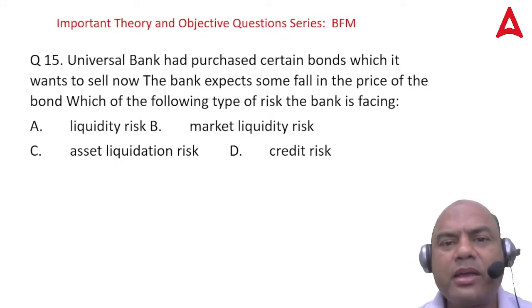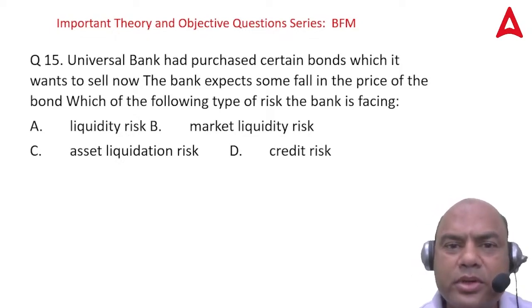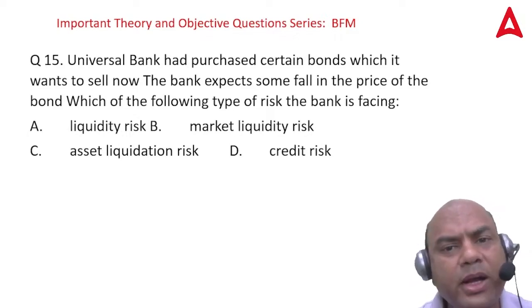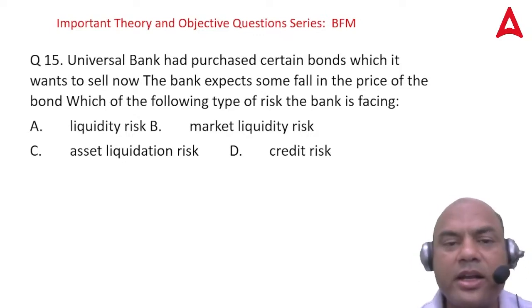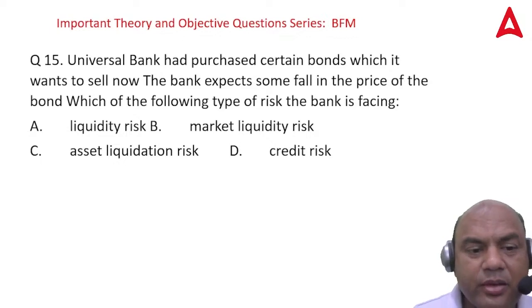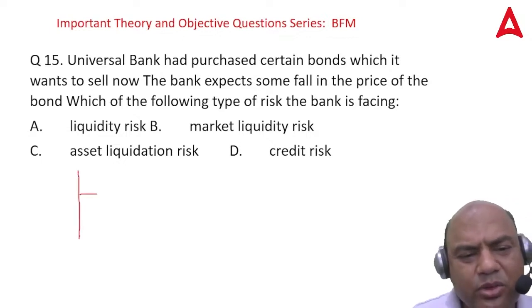Whenever I am in a bank, I'll have to purchase some bonds for my CRR, SLR, or even for my proprietary purpose. Proprietary means trading book. There are two books. One is banking book, second is trading book, isn't it? Okay, let me show you. Books, there are basically three books, not two books.